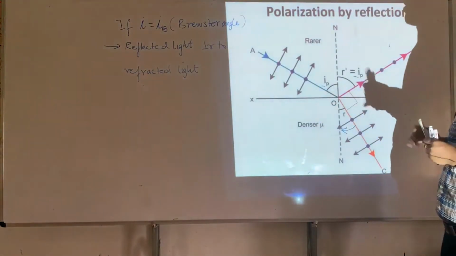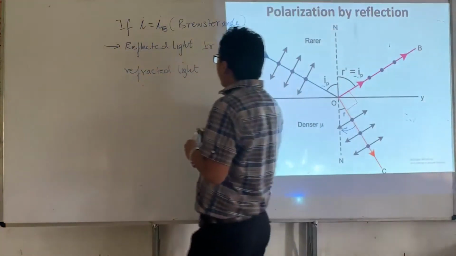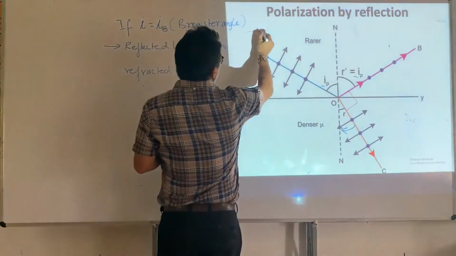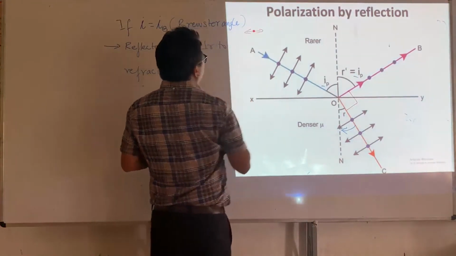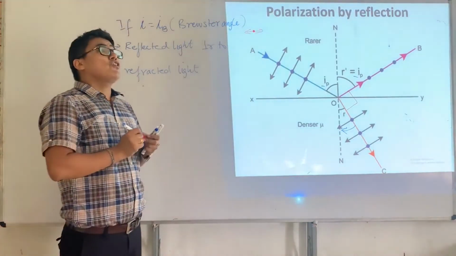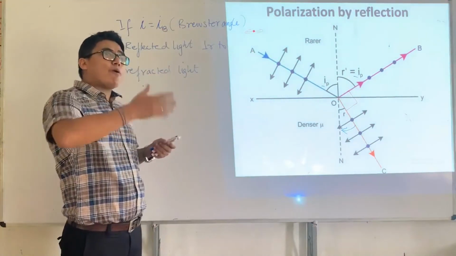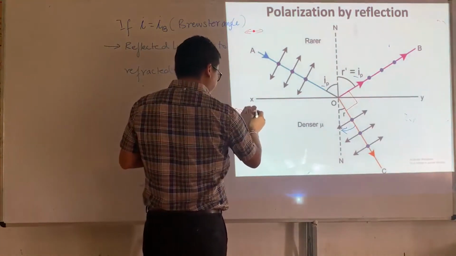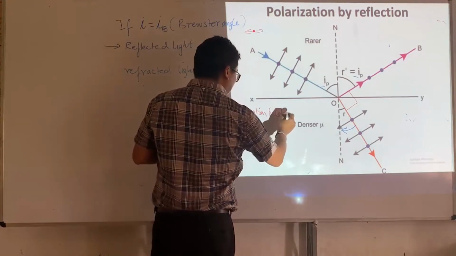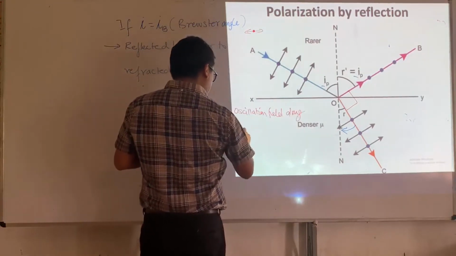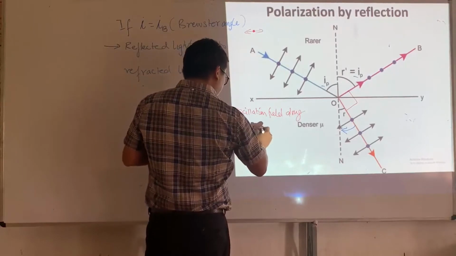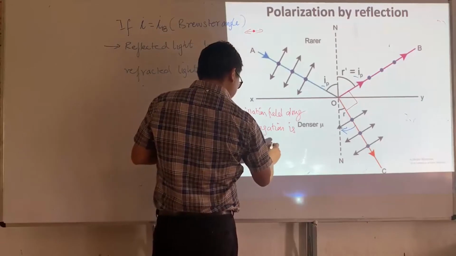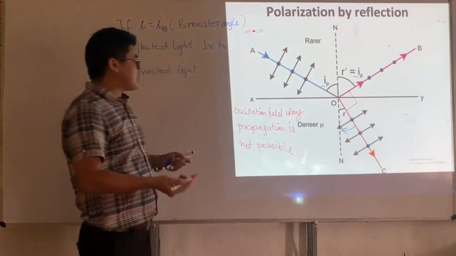Alright, again the same concept we are going to discuss. Light is a transverse wave. Since light is a transverse wave, the oscillation of the electric field along the propagation is not possible. Not possible. Why? Because this is a transverse wave.